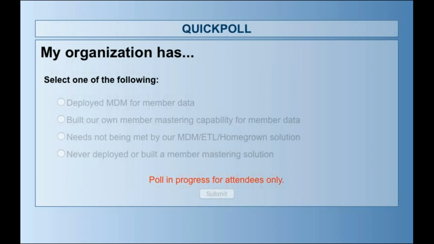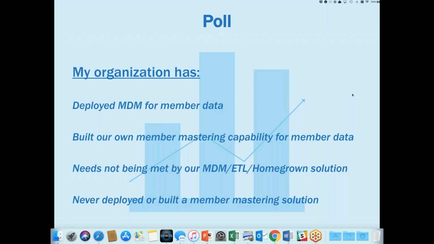All right, so answers coming in. Yeah, so, not surprisingly, it's a pretty decent mix amongst the answers here. So some people have actually deployed MDM for master data management. Not surprisingly, that's a popular technology that I worked with 10 years ago. Some folks have built their own, pretty even distribution.